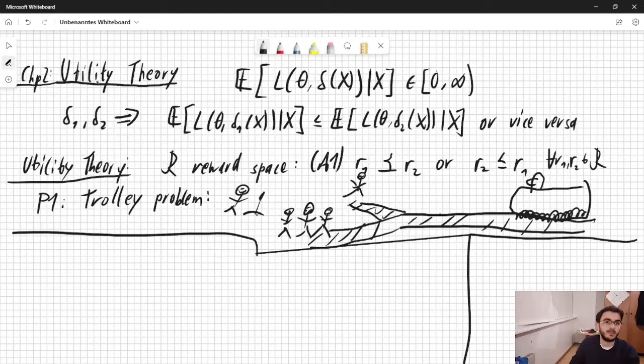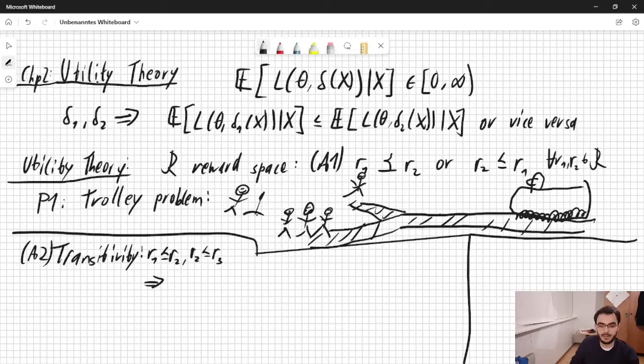Nevertheless, A1 is pretty reasonable under normal circumstances. Another very reasonable and necessary assumption is A2, which rules out circularity. A2 is the assumption of transitivity. Namely, if we have the case that R2 is preferable to R1 and R3 is preferable to R2, then this has to imply that R3 is preferable to R1.